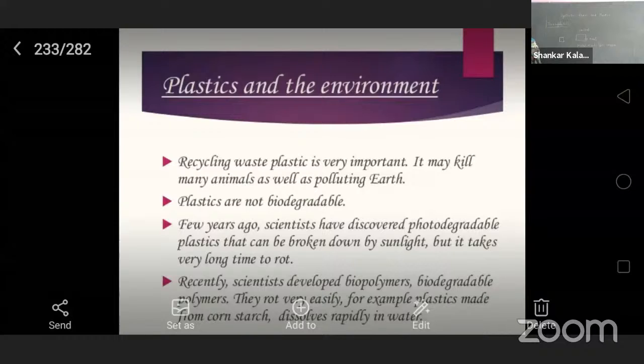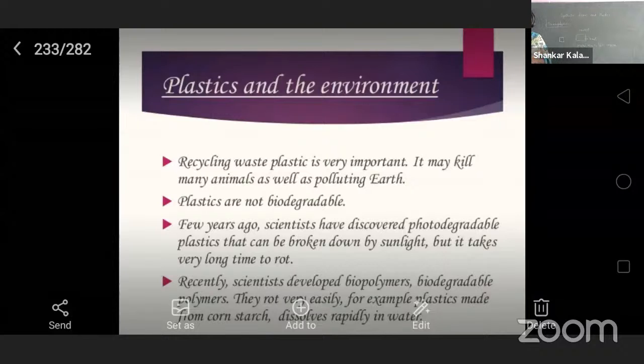It may kill many animals as well as pollute the earth. If animals are grazing, for example cow, buffalo, horse and all, and if we throw the plastic outside, what happens, students? It spreads over everywhere on the land. If animals eat plastic while grazing, it may kill them. As well as it is polluting the earth also.